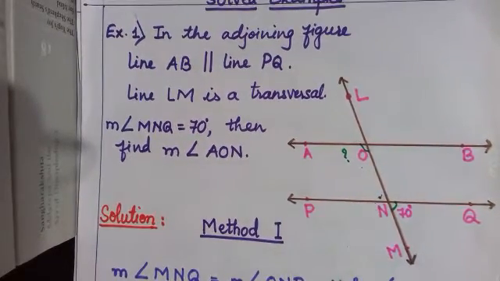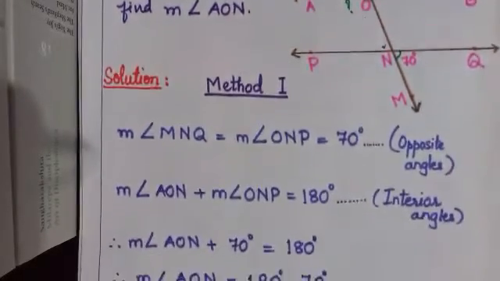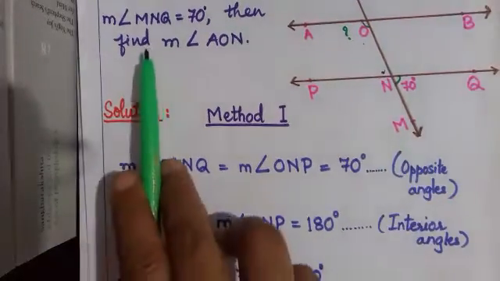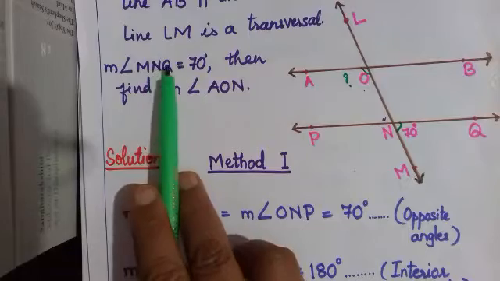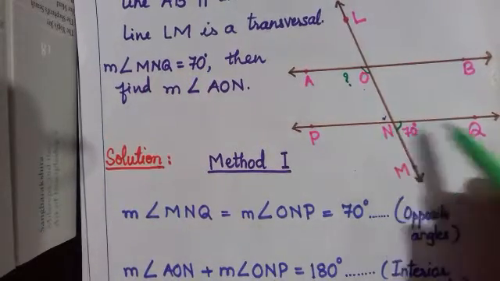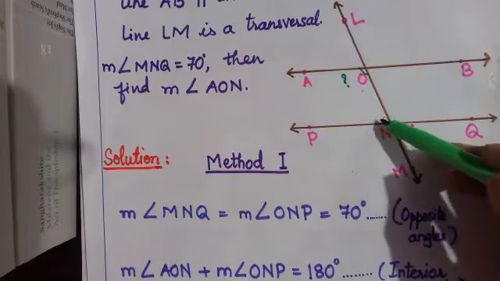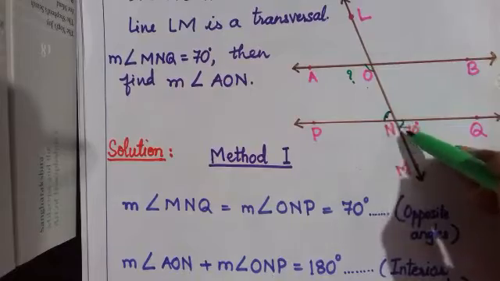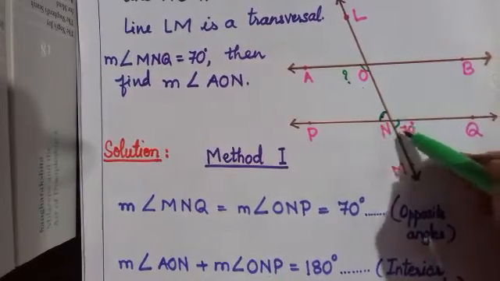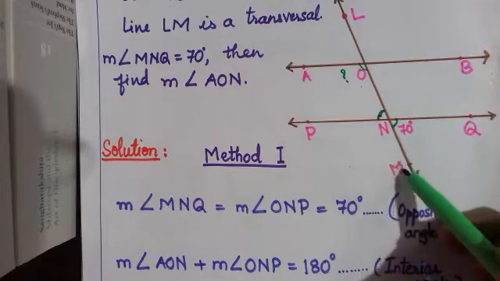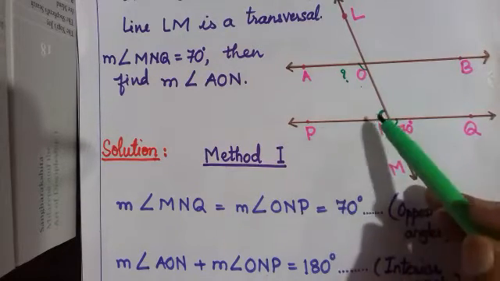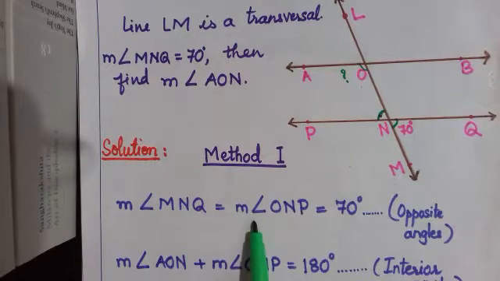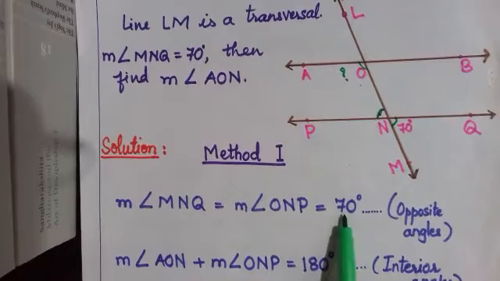So here are two methods and both the methods are applicable. Let us start the first method. First, see what is given: measure of angle MNQ is 70 degrees. Now which is the opposite angle to MNQ? Angle ONP, this angle, and both the angles are equal. Opposite angles are always equal. Means if MNQ is 70 degrees, this ONP is also 70 degrees. So see here, measure of angle MNQ is equal to measure of angle ONP, which is equal to 70 degrees.